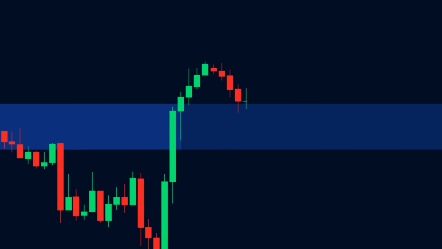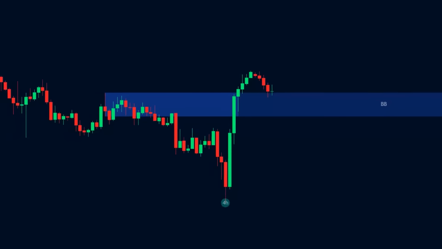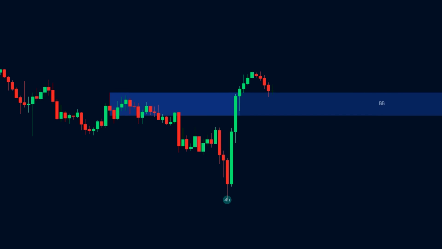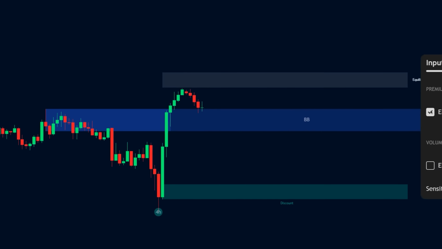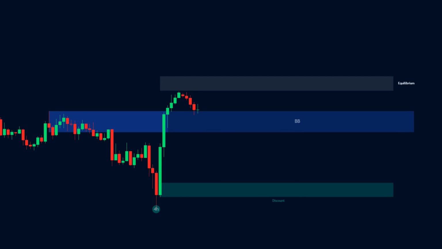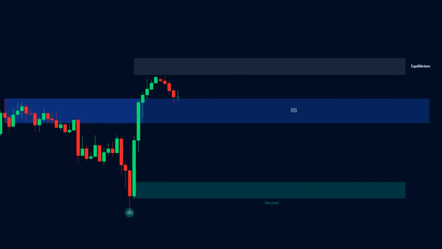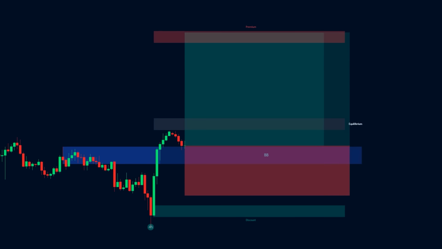Once price pulls back into the breaker block, we'll use one more piece of confirmation to ensure we have a profitable setup. In the price action toolkit indicator settings, toggle on the premium and discount zones. If price isn't inside a discount area, don't open a trade. Since price is in a discount area, take the buy. Set a stop loss below the breaker block and target a 2 risk to reward trade.